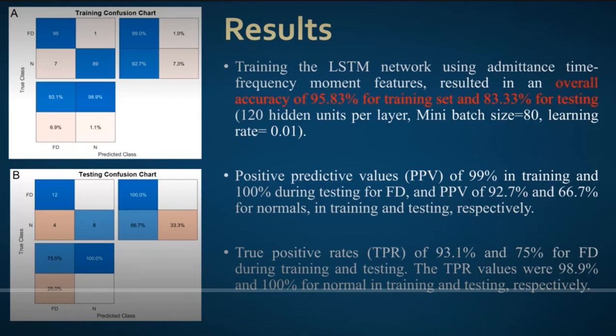And we also had true positive rates of 93.1 and 75% for functional dysphagia during training and testing. And the TPR was 98.9 and 100 for normal in training and testing, respectively, which are really good results.